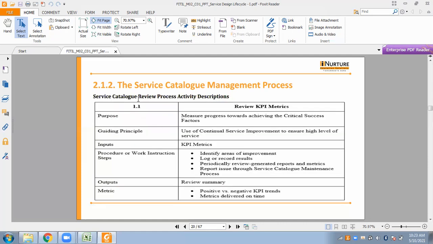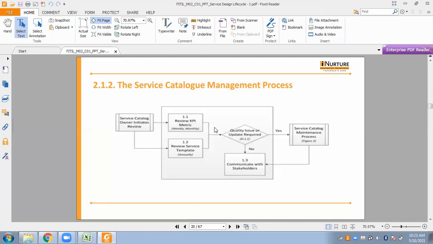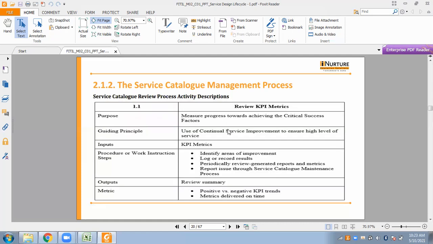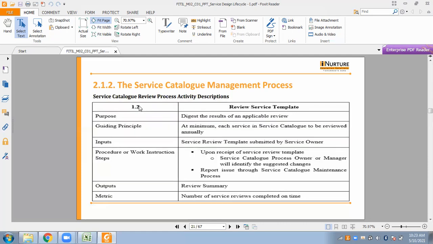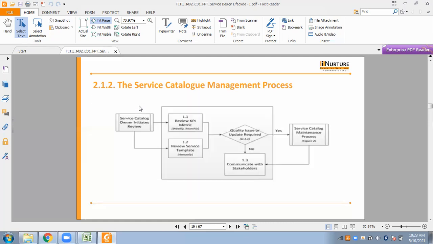So next we have the service catalog review process activity descriptions. Review KPI metrics. This is what I already discussed here. It's been demonstrated here in a tabular form. So 1.1, review KPI metric, is described in the next slide.